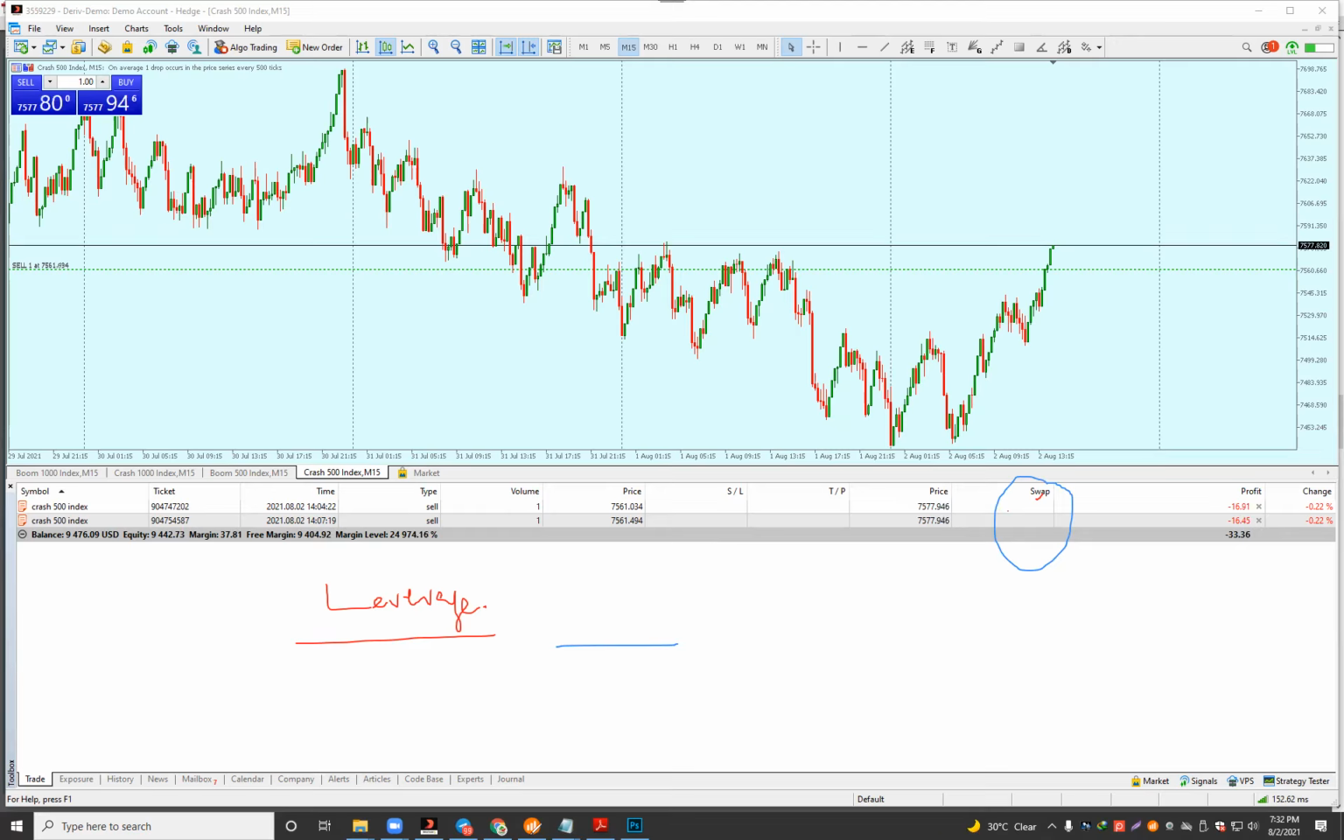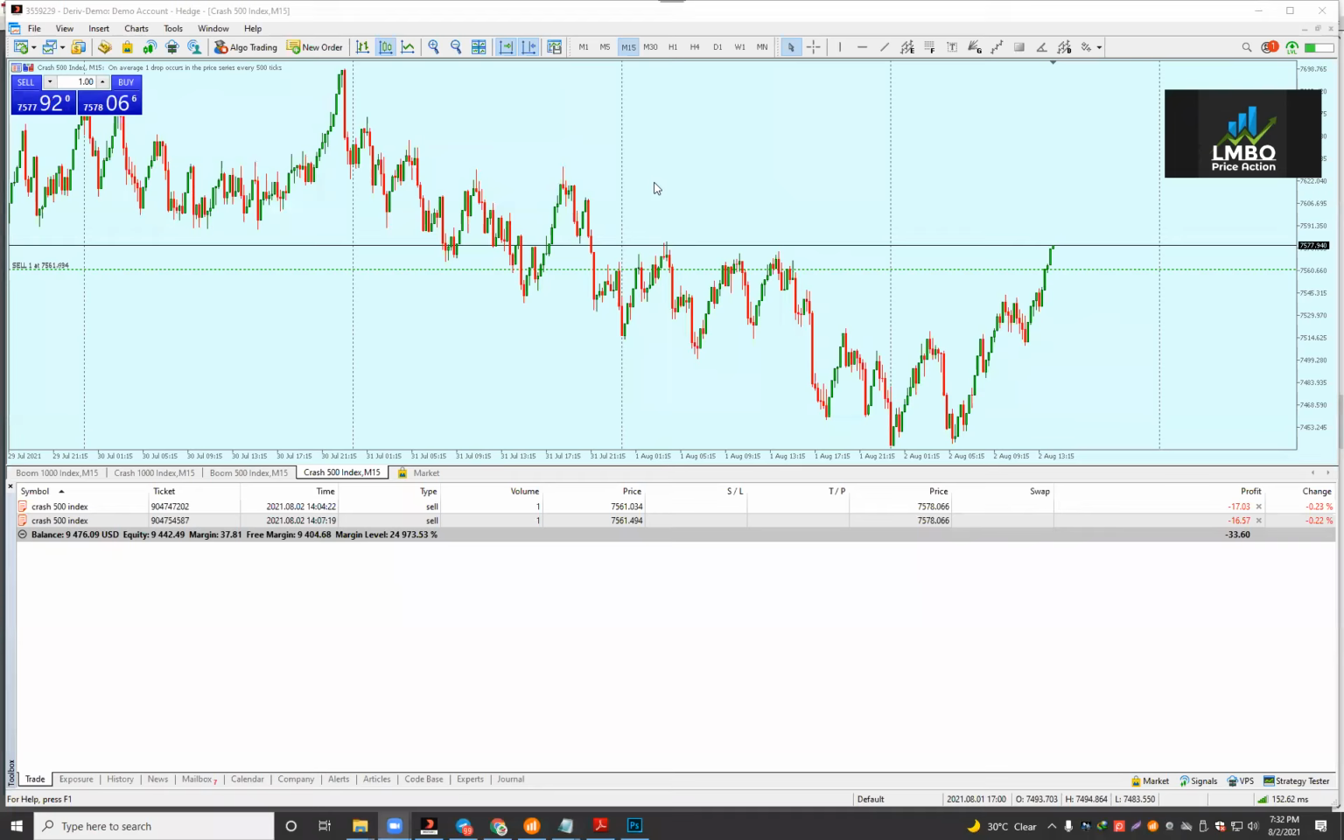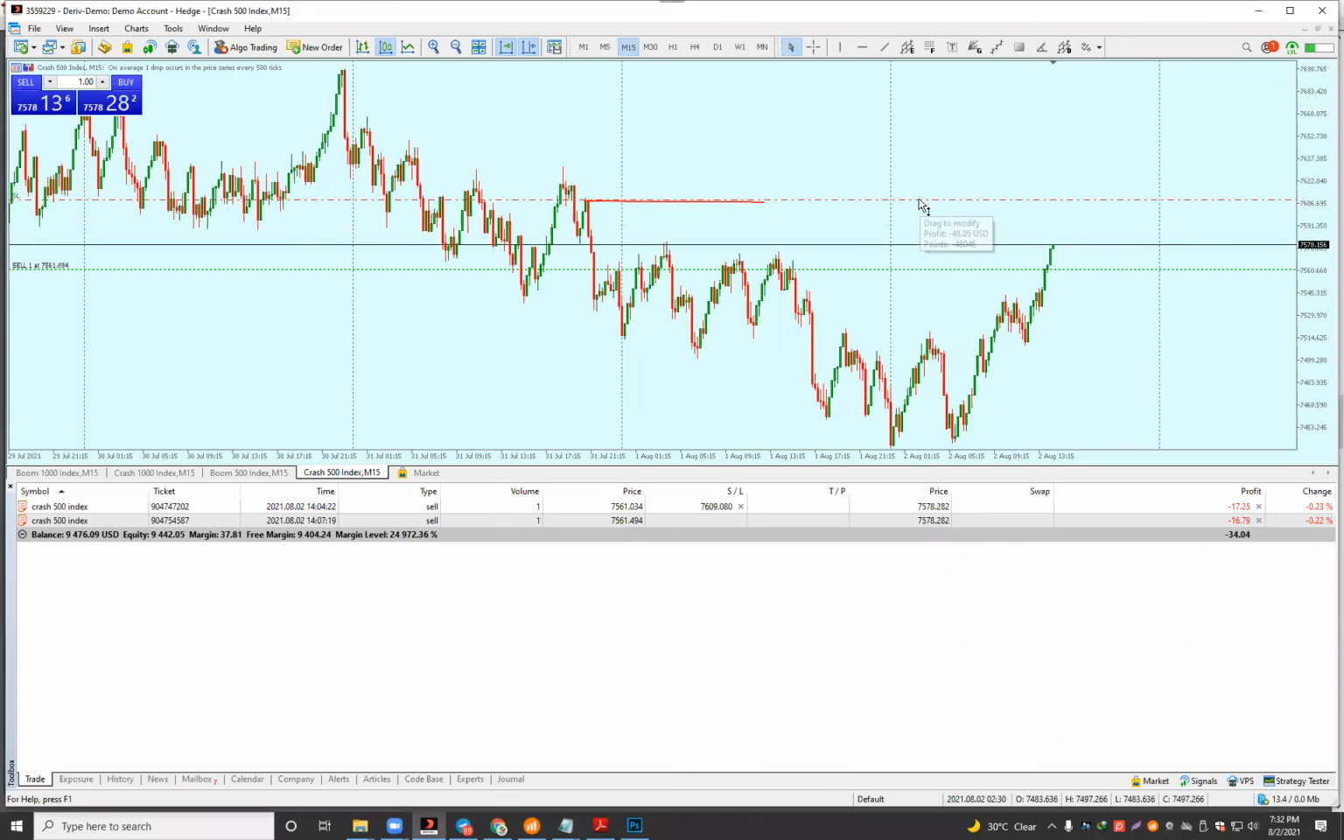Okay. So after this, we have opened two trades which are going against our direction. If I want to set the stop loss here, what do I need to do? I will drag this line from here to the top side. This is my SL, stop loss. When the price reaches this area, my trade will automatically be closed. And this SL price you will find here.